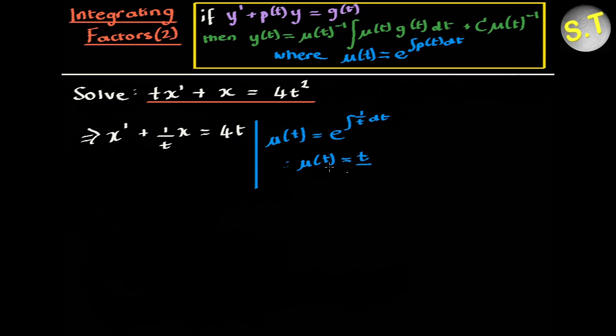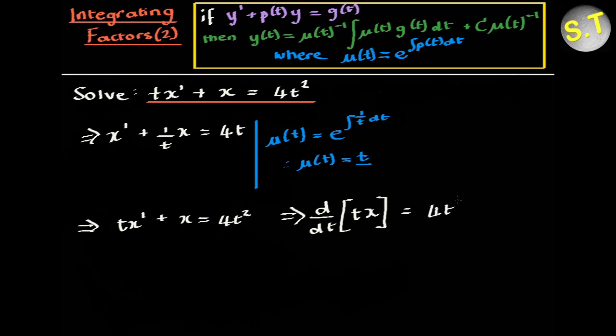So our next step was to multiply through by our integrating factor, so that would give us t times x prime plus x equals 4t squared. And I appreciate that we're just back to where we started, however we didn't know at the time that our integrating factor was just going to be t, so this is still an important step, it can't be skipped. So the next step was just to identify that this left hand side here is the same thing as the derivative with respect to t of the product of t times x. So we have d by dt of t times x is equal to 4t squared.